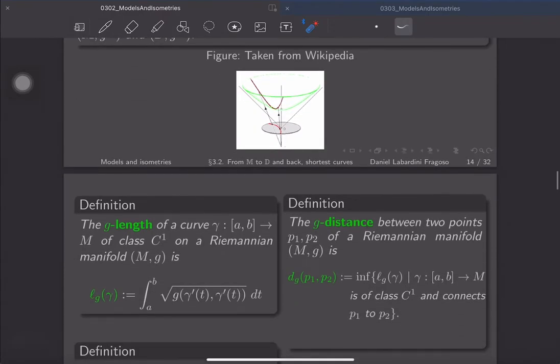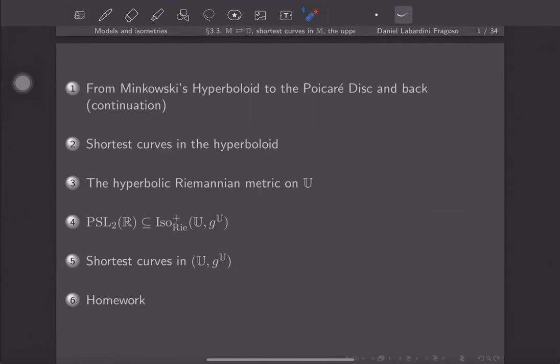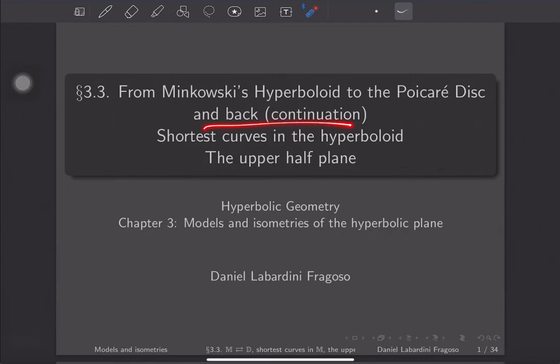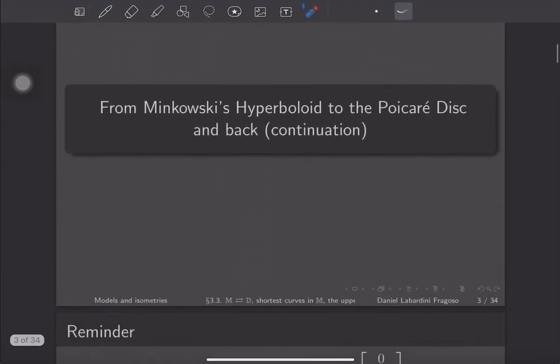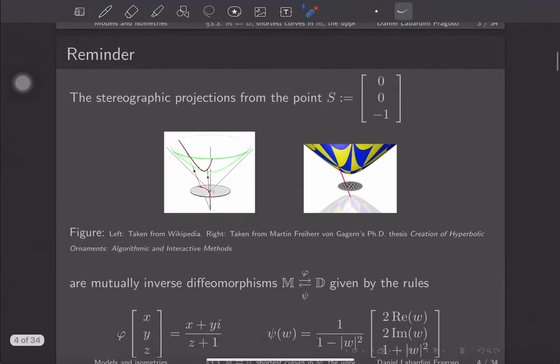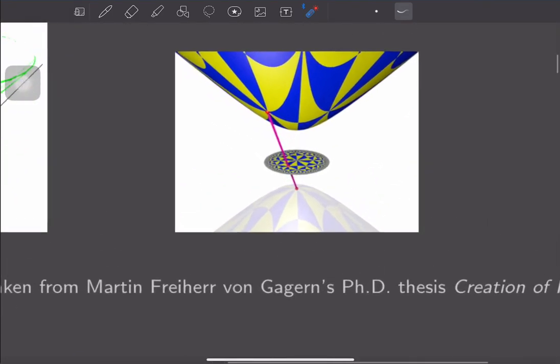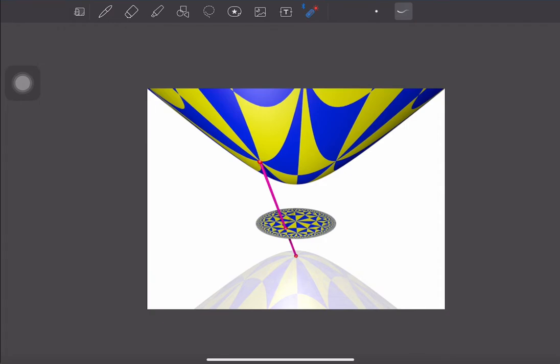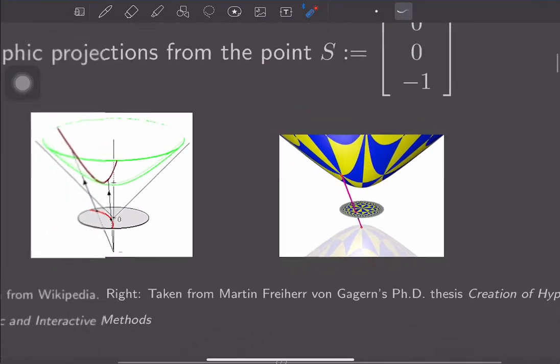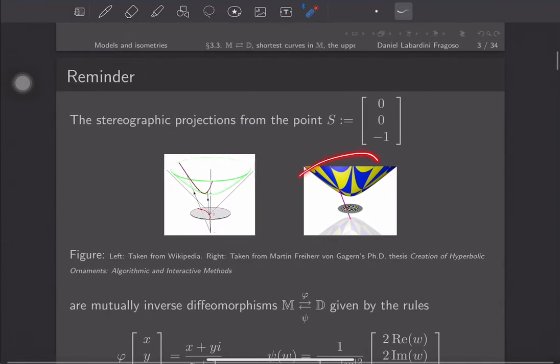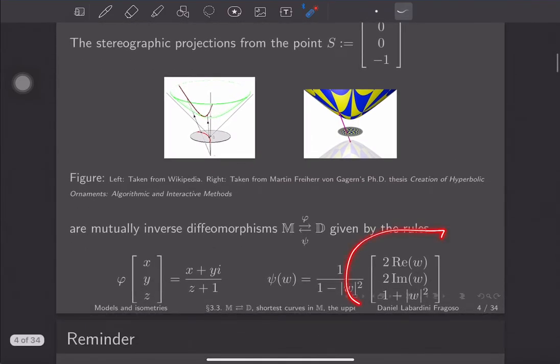Right, and I think that's where I left. I think I didn't start speaking about this. So let's start with today's class. So this is just for completeness. Well, with a kind of a new nice picture here of how the stereographic projection between the unit disk and the hyperboloid looks like. That of course I didn't draw it. It was Martin Freyer for Garion. Yeah, and then here are the formulas that I mentioned.